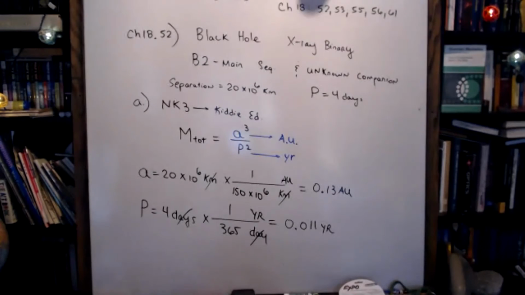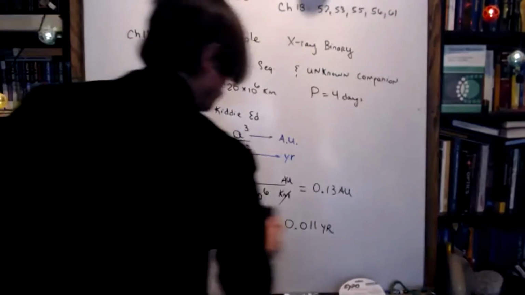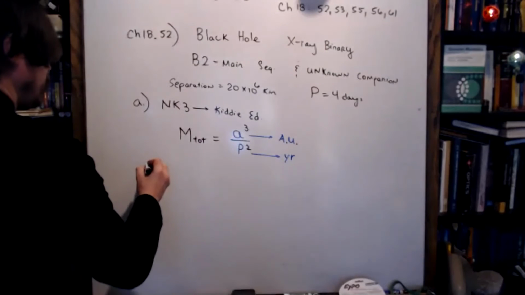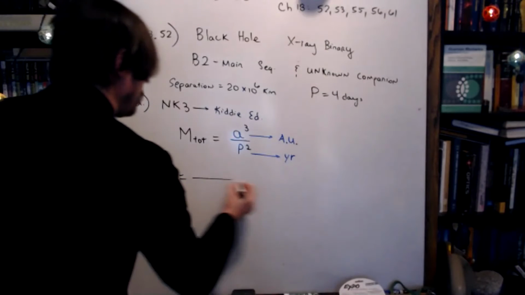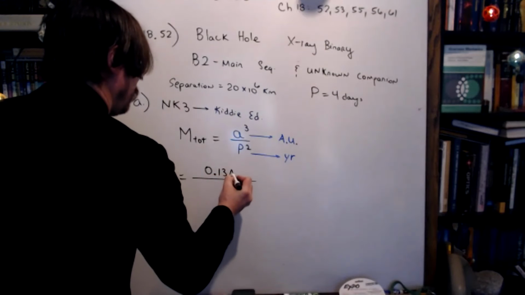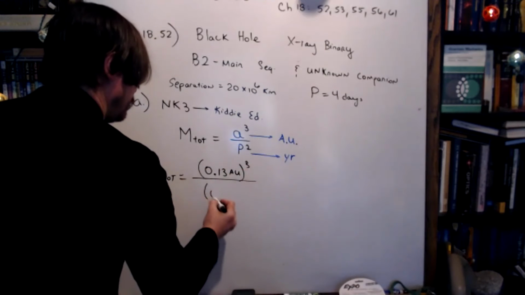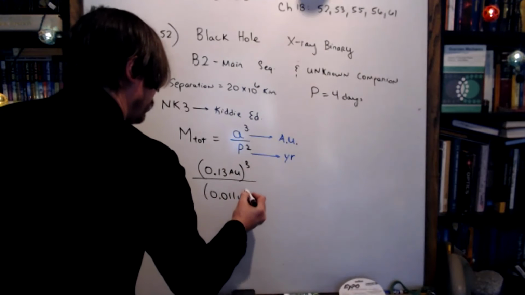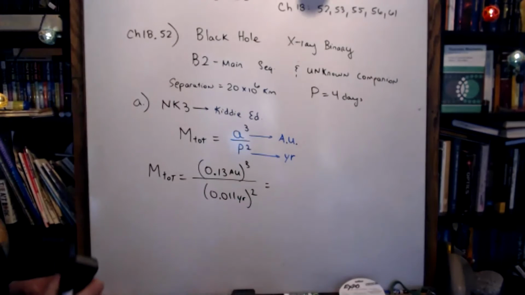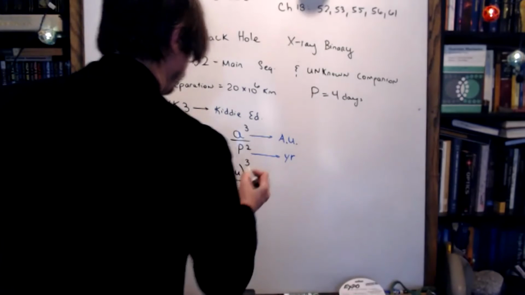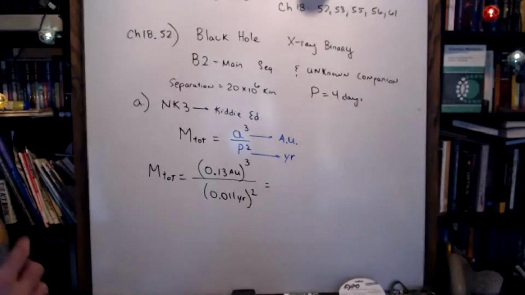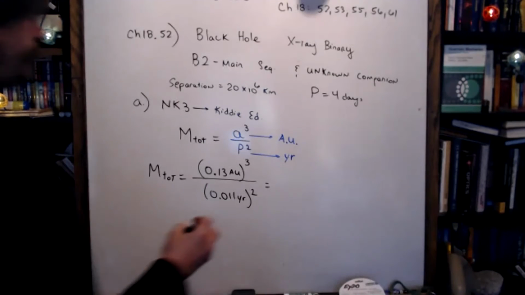All right, let's plug this into the Kitty edition of Newton's Kepler's third law. The total mass of our system is 0.13 AU cubed divided by 0.011 years squared. Punch them up. 18.2 units.